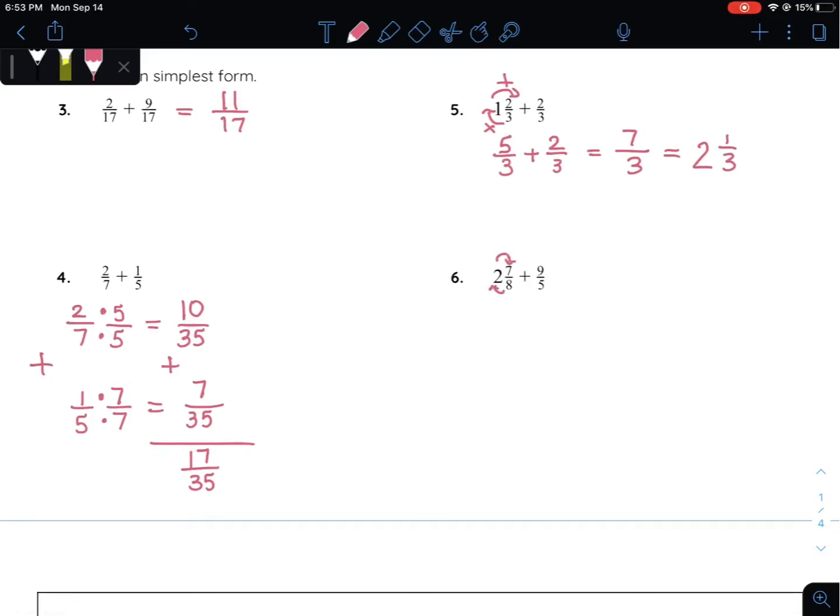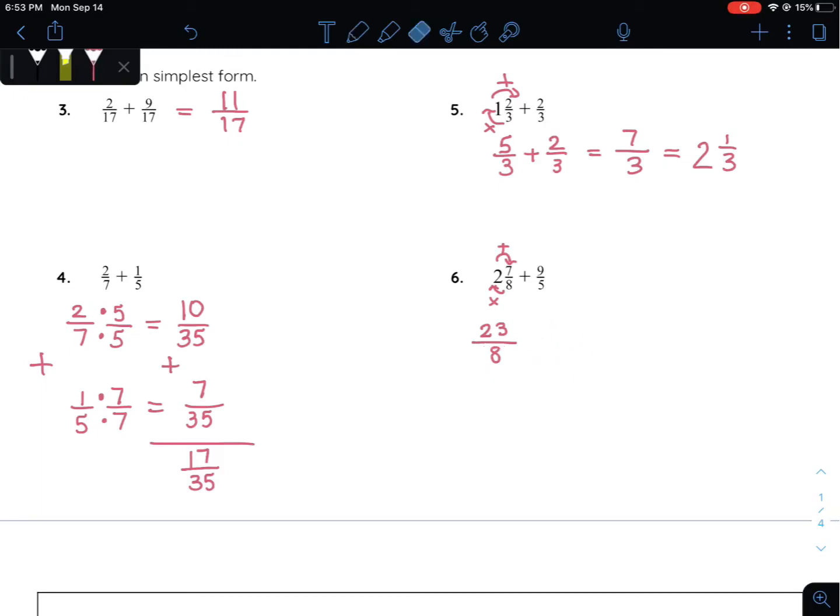So then for number 6, this one's a little harder because we've got the mixed numbers. So let's change it so that it's just a fraction, okay? So remember, 8 times 2 is 16. Add the 7. So you're going to get 23/8 plus 9/5. Now, these are not the same things because we have eighths and fifths. So let's make them the same, okay?